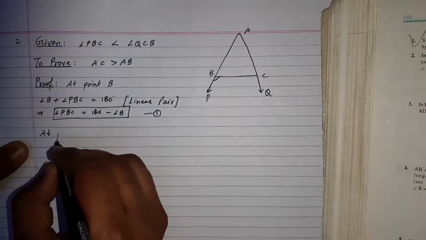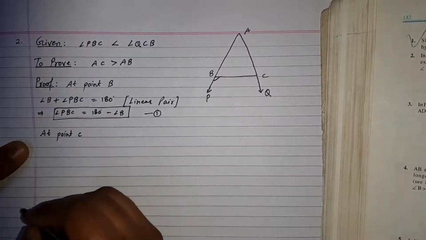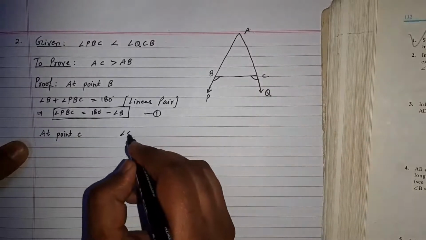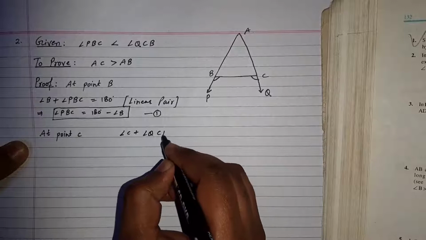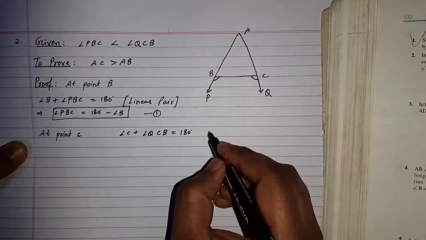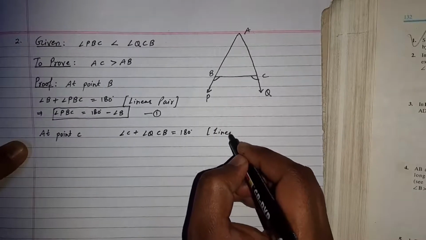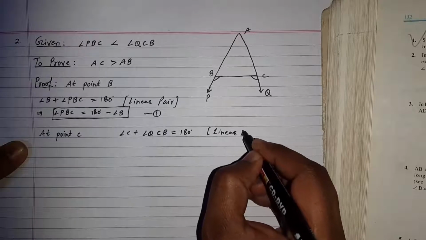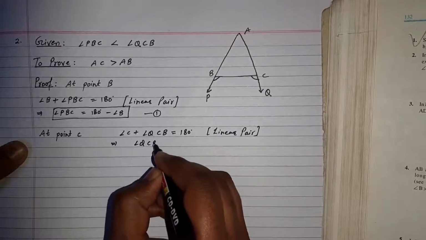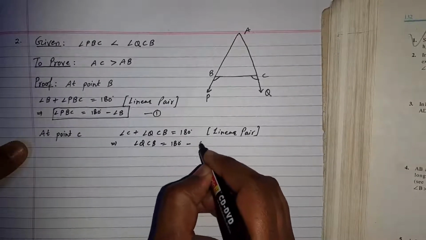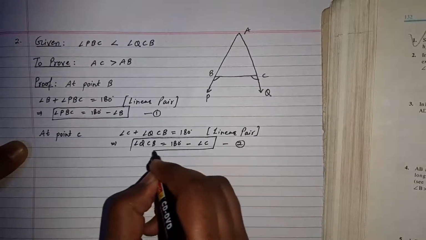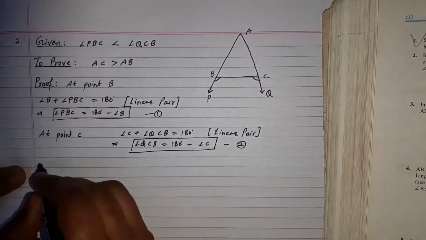Now at point C, angle C plus angle QCB is equal to 180 degrees. It is a linear pair. So here the value of angle QCB is 180 minus angle C, and suppose this is equation number 2.